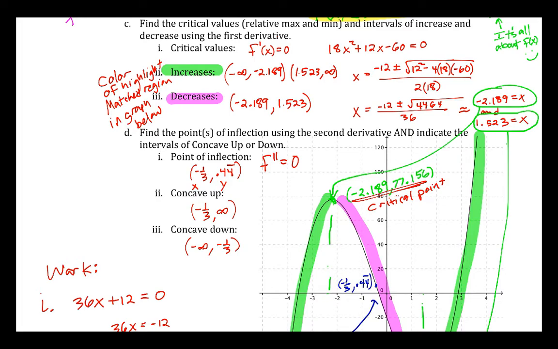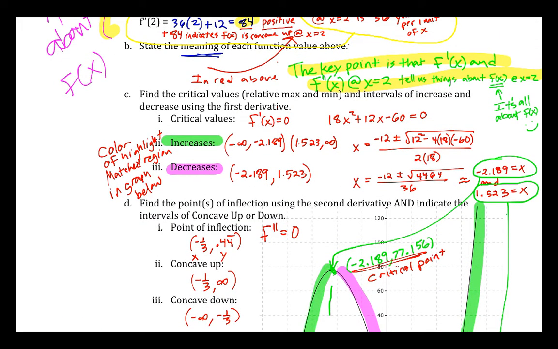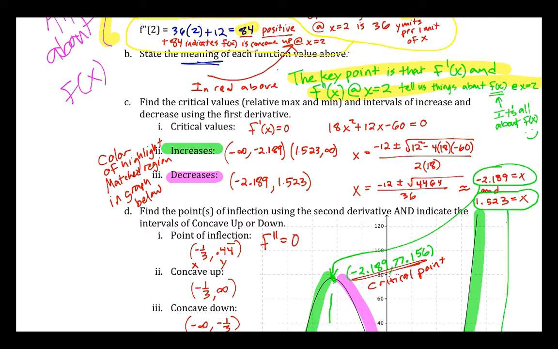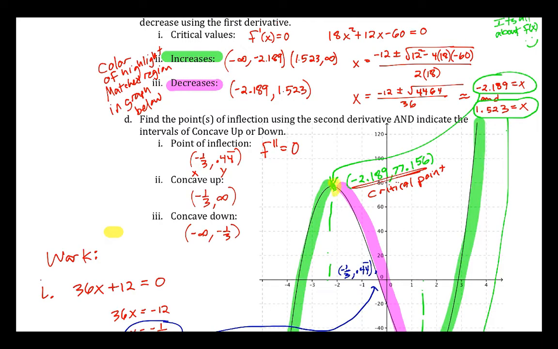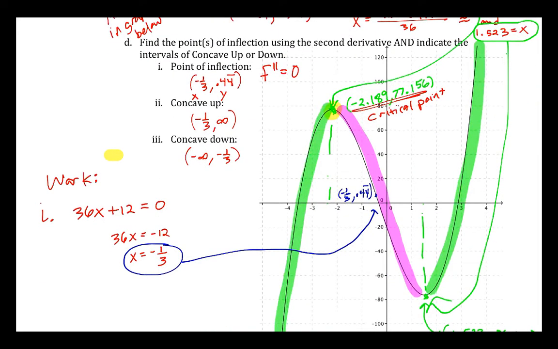Okay, part C. I'm losing my voice. It's late at night, and my kids are in bed, so I want to be kind of quiet. But part C says find critical values, relative max and min, and intervals of increase and decrease. Well, critical values are really the peaks and the valleys. That's kind of what we're talking about. So if I go to my graph, I'm looking for peaks and valleys.